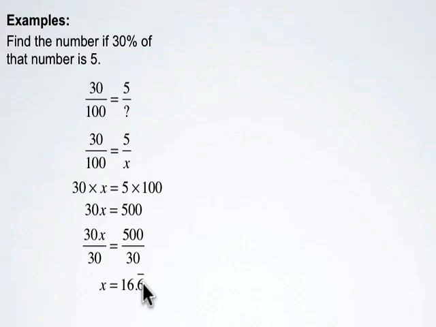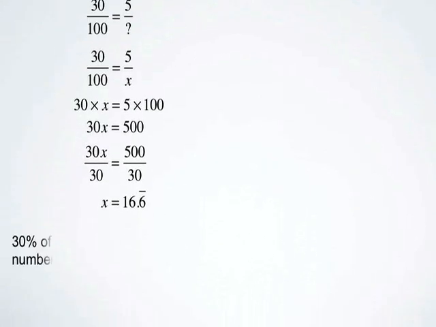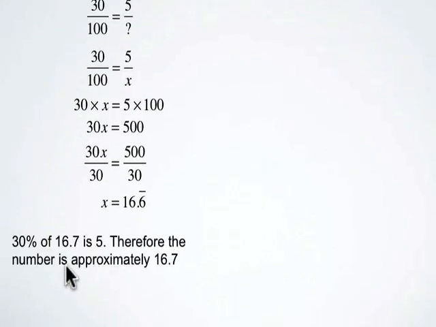And here the 16.6 repeats. That's what the bar means, that it's 16.6666666, etc. So 30% of 16.7 is 5. And of course we've rounded up, because this would be 16.66, so the number after here would be a 6. Instead of that staying a 6, we move it up to a 7. So the answer is approximately 16.7. And we put the approximately in there because we have rounded.